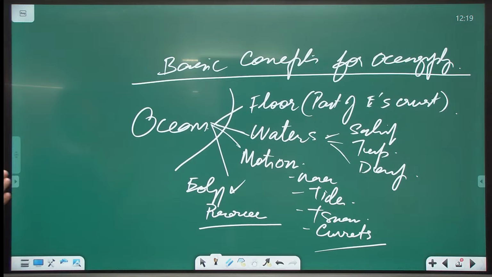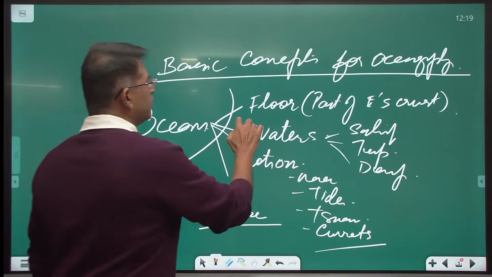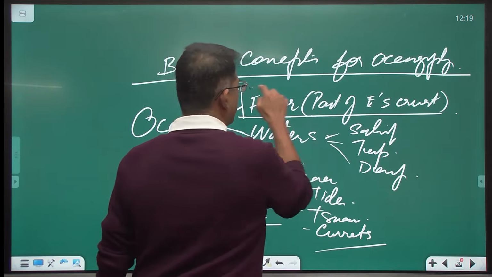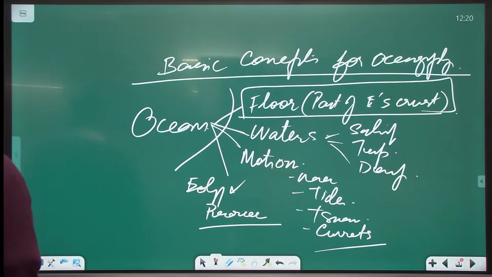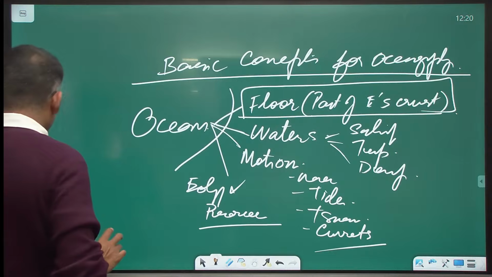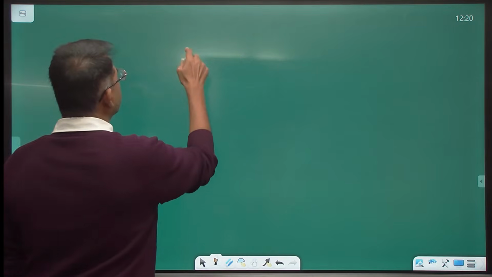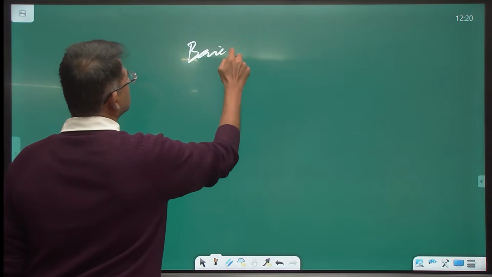Okay. We'll start with understanding the ocean floor. ये हमारा पहला discussion है. The ocean floor, the ocean rocks, the ocean landforms. We'll start from there. ठीक है? Now, certain basics. Okay.